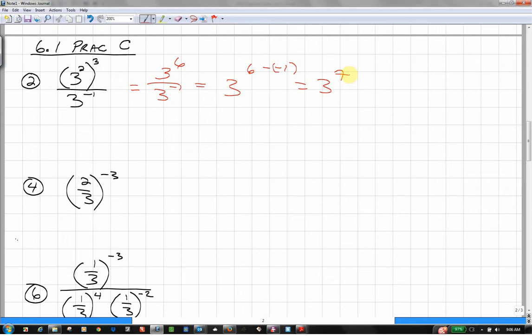The next one, we're going to distribute the negative 3 in. So I would have 2 to the negative 3, 3 to the negative 3. Now, to get rid of the negative exponents, I'm going to switch the positions of the numbers from numerators to denominators. So the 2 would be 2 cubed as a denominator, 3 cubed is a numerator. So 3 cubed is 27, 2 cubed is 8.